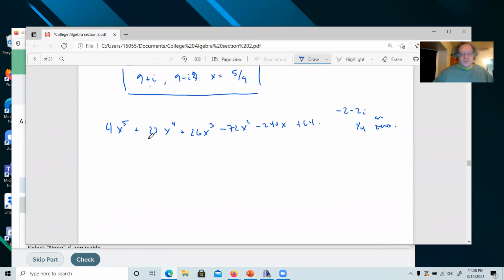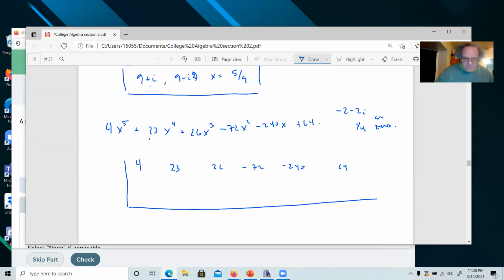Okay, so let's go. We've got 4, 23, 26, negative 72, negative 240, 64. And then we're going to make our little synthetic division piece here, and we're going to put in a quarter. Right? So the 4 drops down. 1/4 times 4, that's going to be 1. Add them together, it's 24. 1/4 of 24, that's going to be 6. Add them together, it's 32. 1/4 of 32 is 8. Right? Now, we're at negative 72 plus 8.